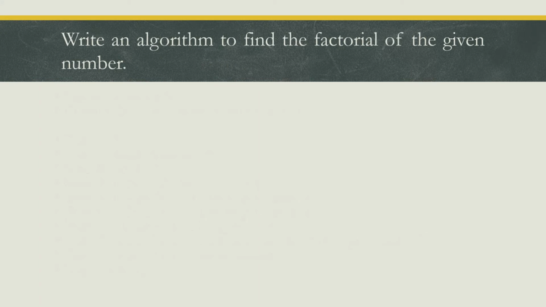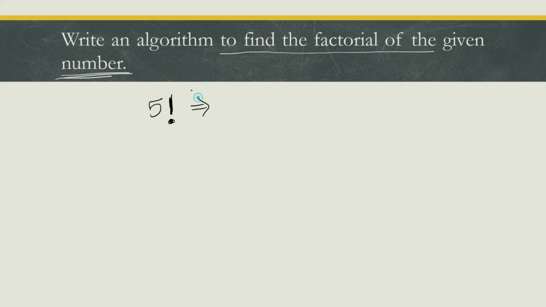Our next problem is we have to find the factorial of the given number. You must have an idea about the factorial, right? Let me show you what factorial is. 5 factorial. This symbol is used to denote factorial.